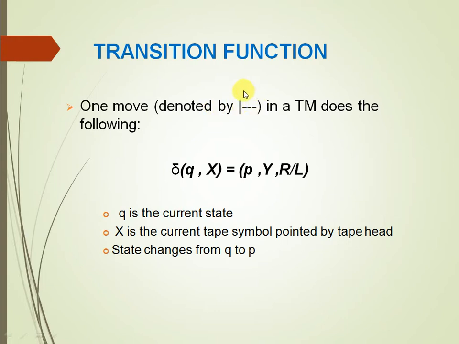Now comes the transition function. One move in a TM model does the following. Here Q is the current state, X is the current tape symbol. When this symbol changes from X to Y on moving left or right, the state Q changes to P.